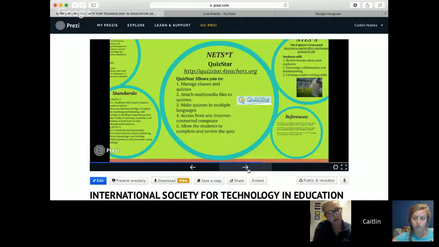And it allows the children to access it from any internet-connected computer, so they could use it at home or while they're at school. They can use it even while they're doing classwork. And the students can also complete the quiz on their own, and they can review it at the end.